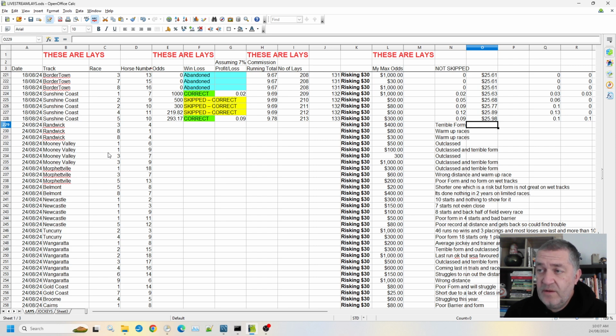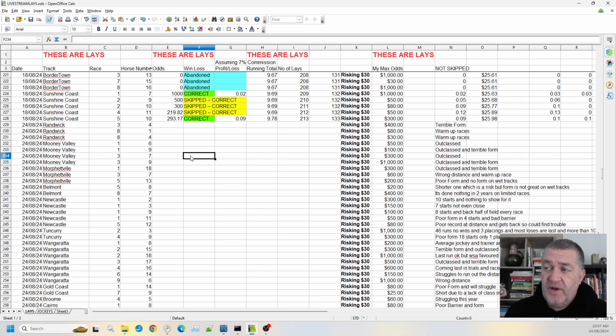At Moonee Valley, we've got race 1, number 6 and number 9. Number 6 up to $50 and number 9 up to $100. Both of those are outclassed, racing in a class way above what they're capable of, and the form for number 9 was pretty terrible.